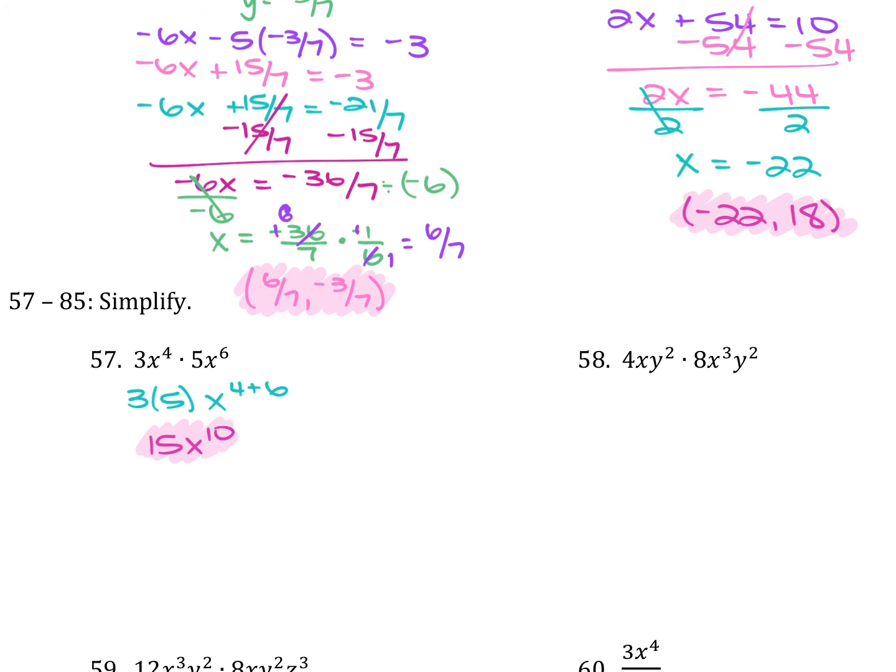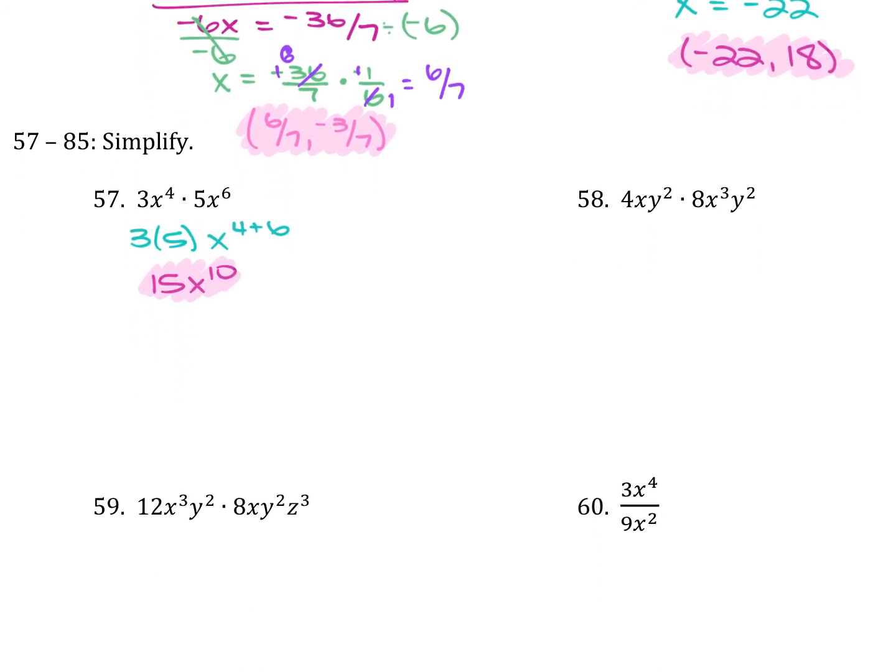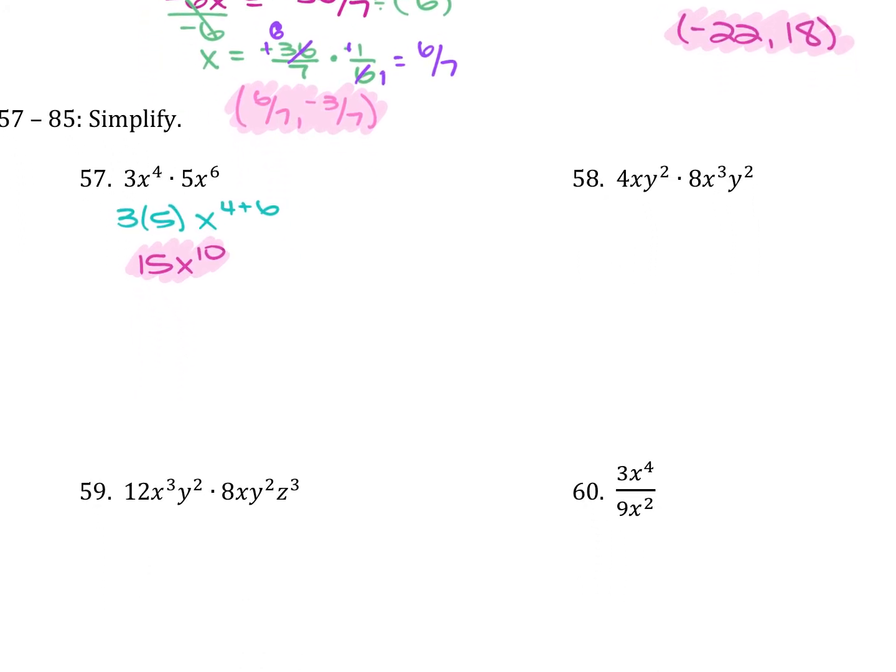For 58, you have 4xy squared times 8x cubed y squared. You're going to multiply the 4 times the 8. The x is raised to the first power, so you'll add the 1 plus the 3. The y squared and the y squared, you add your 2's. So this gives us 32, x to the 4th power, y to the 4th power.